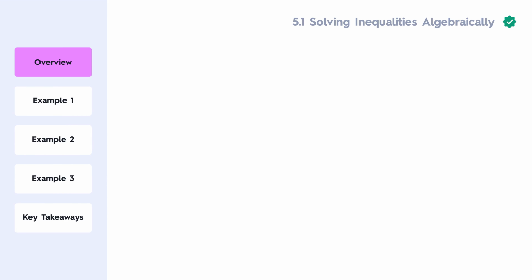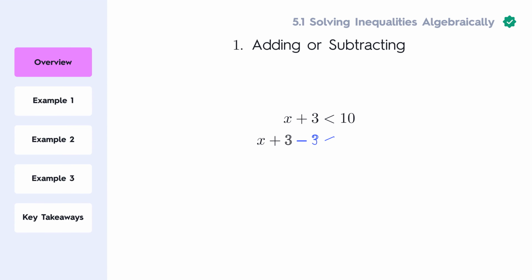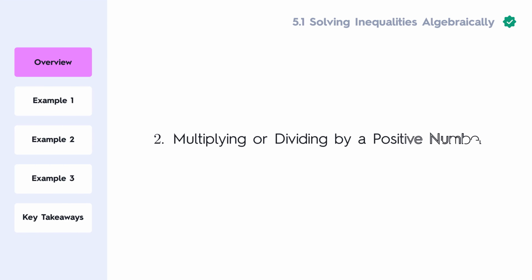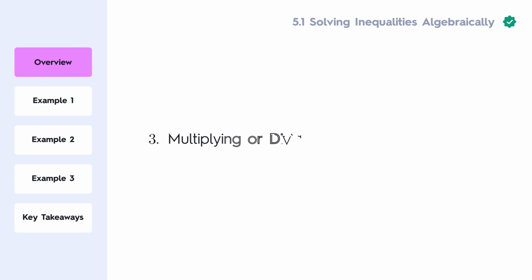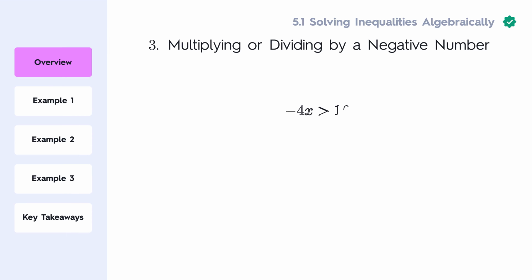When solving inequalities, we'll focus on these points. Adding or subtracting. Just like with equations, you can add or subtract the same number to both sides of an inequality without changing the inequality's direction. Multiplying or dividing by a positive number. When you multiply or divide both sides by a positive number, the inequality symbol stays the same. Multiplying or dividing by a negative number. When you multiply or divide by a negative number, however, the inequality symbol must be flipped.